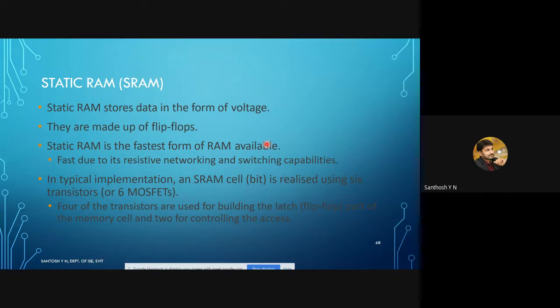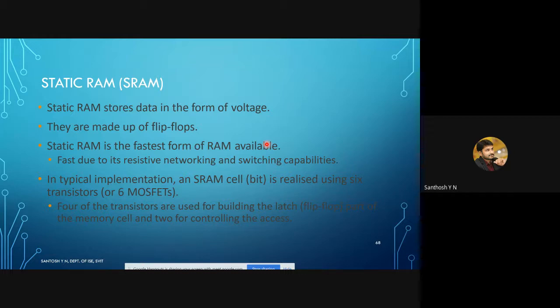The static RAM stores the data in the form of voltage. So here we are storing the information in the form of what? Voltage, and it is made from flip-flops. We all know what is meant by flip-flops. In the previous ADE subject, we discussed flip-flops, latches and all. So this is made up of flip-flops. Static RAM is the fastest form of RAM available in the market, fast due to its resistive networking and switching capabilities.